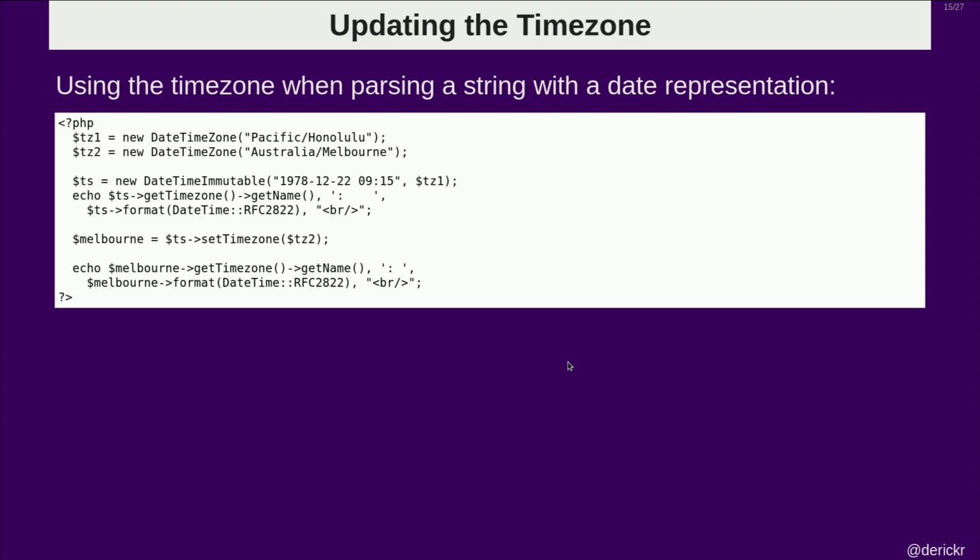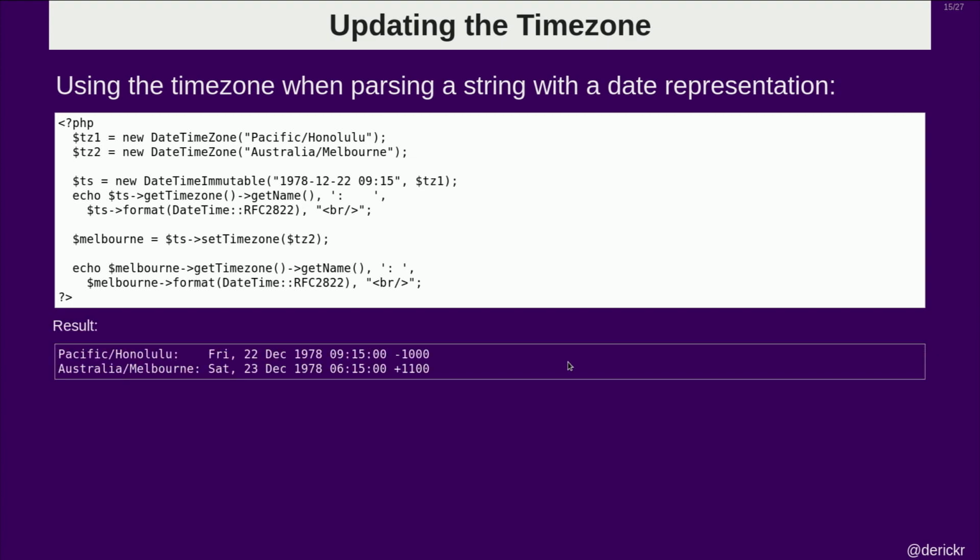And we format it. When we then say, well, the object Melbourne is the original DateTimeImmutable object that we created, but we set a different time zone with it, you will then see that Melbourne has the new information associated with it, but it still represents the same point in time. So the output of that is going to be, if it is December 22nd, 1970 at quarter past 9 in the morning in Honolulu, it's already Saturday, December 23rd, quarter past 6 in the morning in Australia, or in Melbourne, yes. So you can switch between time zones on a DateTimeImmutable object here, which is kind of useful.